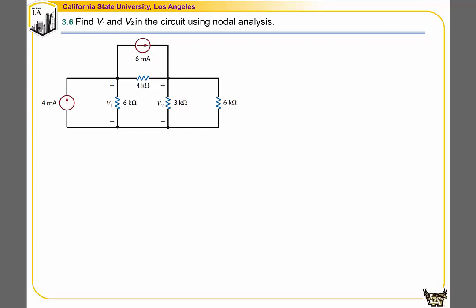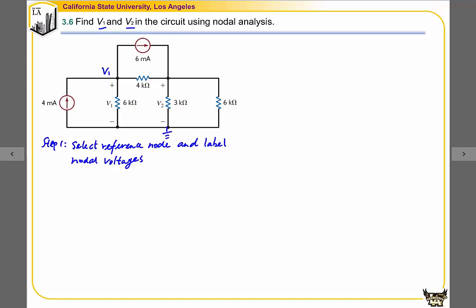Second example. In this example, we are going to find V1 and V2 in the circuit using nodal analysis. In nodal analysis, the first step is to select a reference node and label the nodal voltages. In this problem, we're going to select this node as the reference node. Then we have our nodal voltage V1 and nodal voltage V2, and there's nothing else that we need to define.